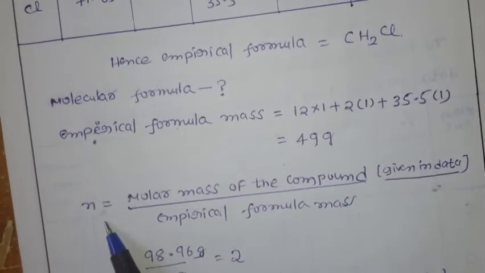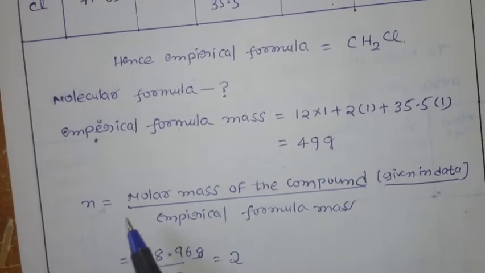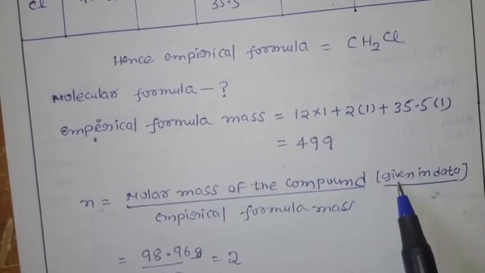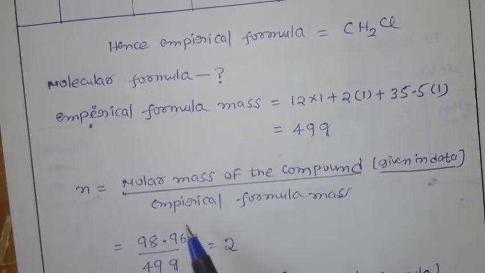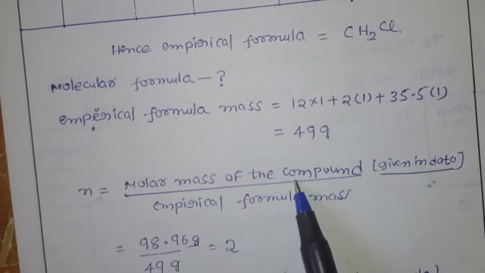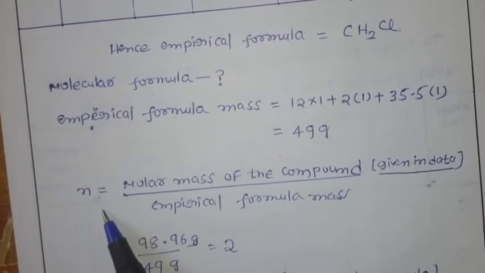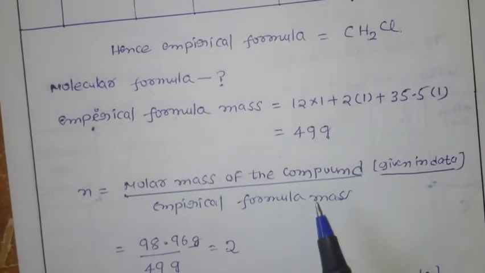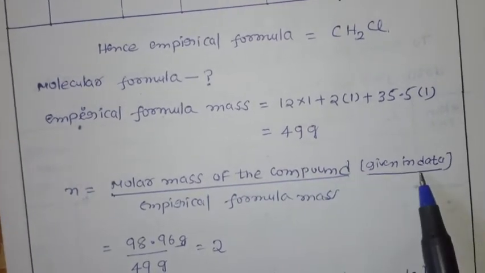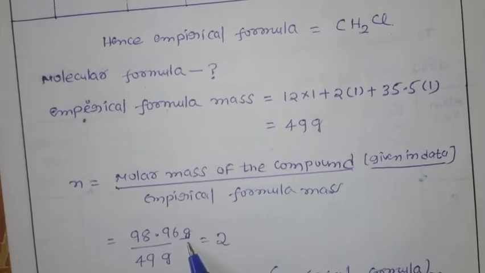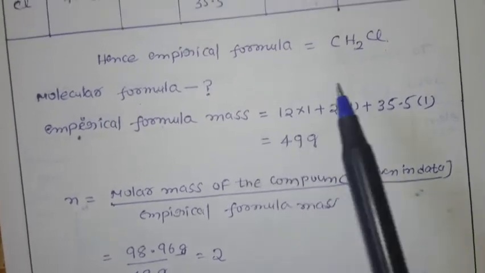You can calculate n using the formula: n equals molar mass of the compound, which is already in the given data, divided by the empirical formula mass. The molar mass of the compound is already given: 98.96 grams.